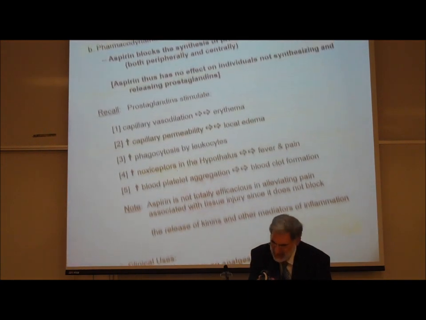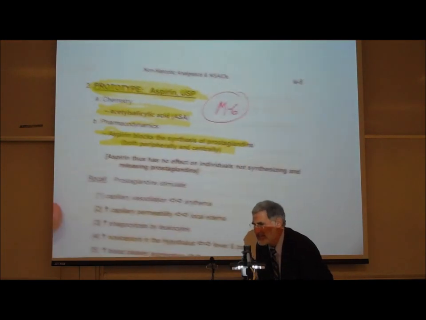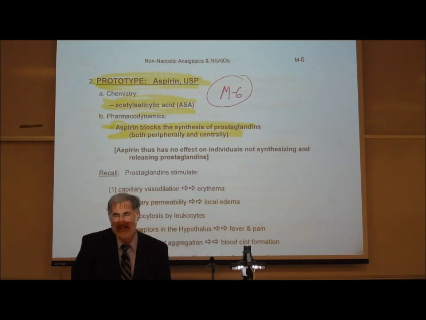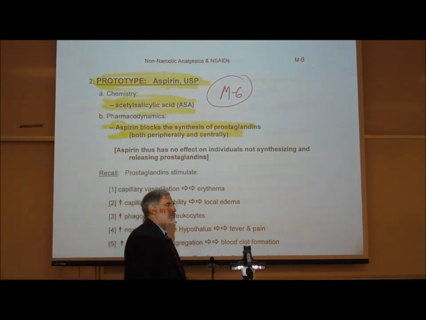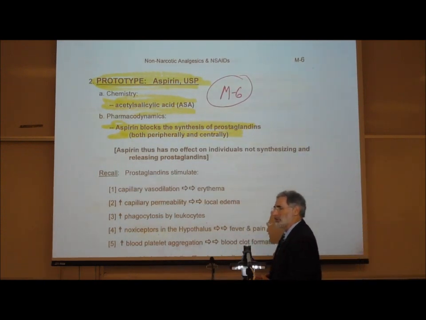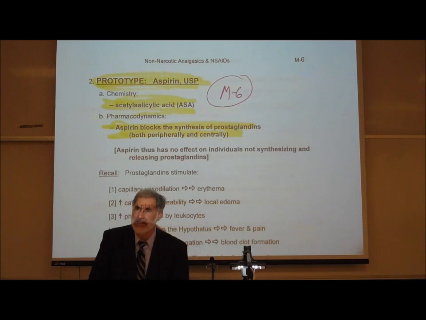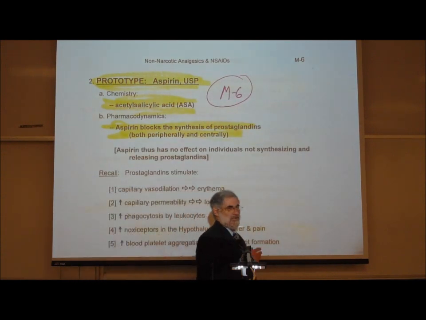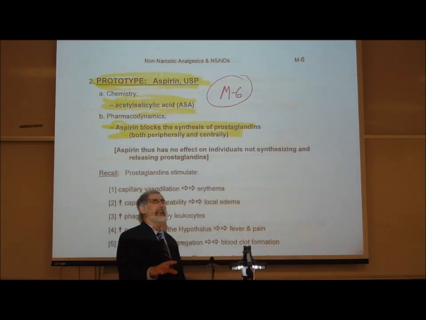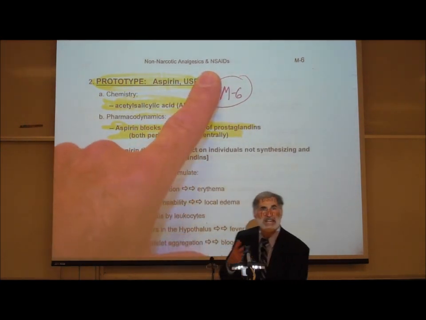And then on the next page, this is page M6, the prototype of this class of drugs is aspirin. For several of these drug classes we've given you a prototype. A prototype is a classic example of this category of drugs. Epinephrine is a prototype of a sympathomimetic. Atropine is a prototype of a parasympatholytic. Morphine is a prototype of a narcotic analgesic. And aspirin is a prototype of an NSAID.